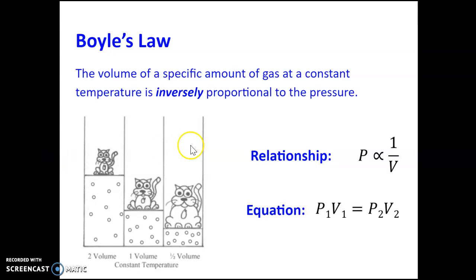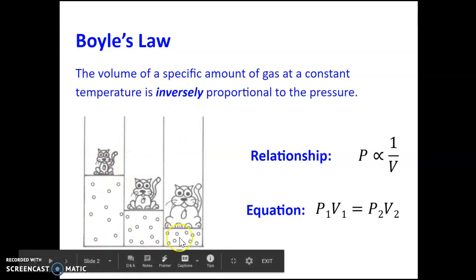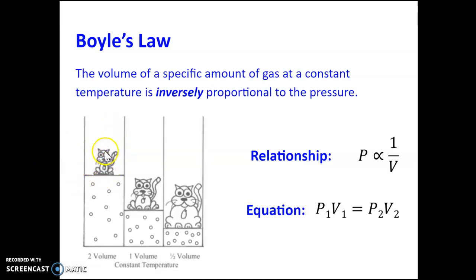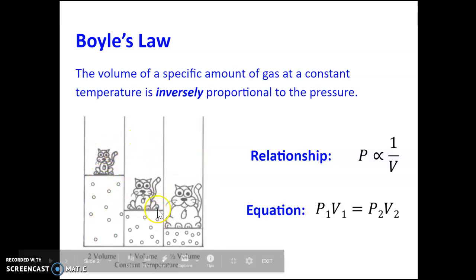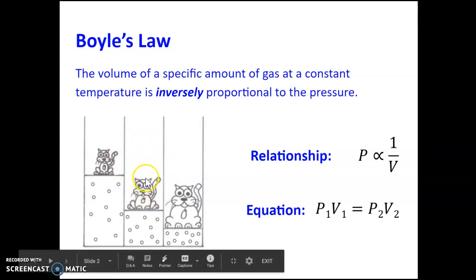So you can see in this image the same amount of particles in every single scenario. We start out with a little kitten. The little kitten is not applying very much pressure because he doesn't weigh very much, and so there's the volume of 2. Then we have maybe a full-grown cat, and that cat's heavier, so it applies more pressure and squishes it down to a volume of 1. Then we have a big fat cat, and that cat squishes it down even farther to about 1/2. So if pressure increases, you get a fatter cat, then volume decreases.